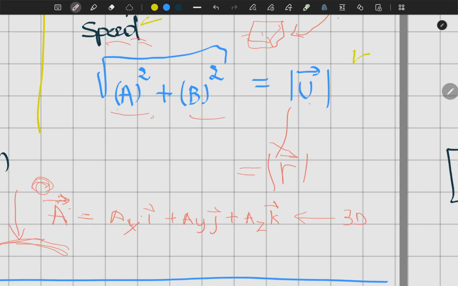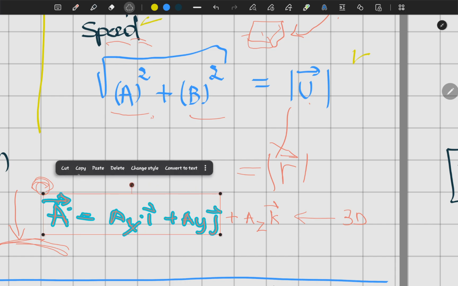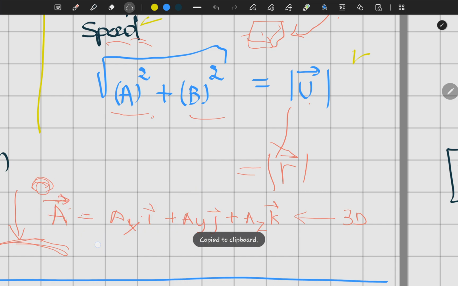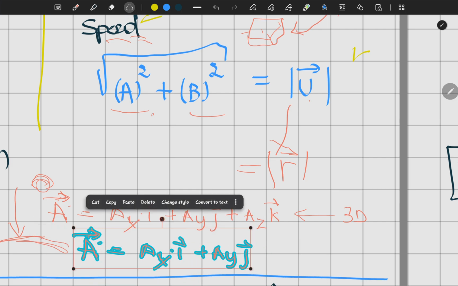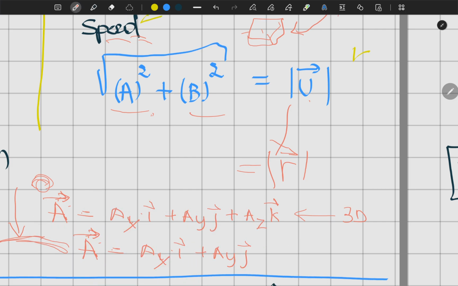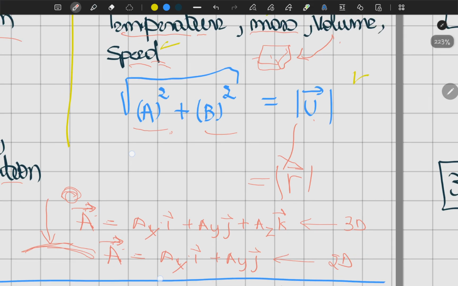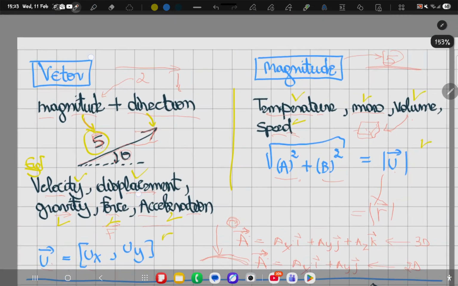And if it was 2D, you would just stick to those two. This is how you can represent a 2D point. So this is 2D. All right, let's go to the next topic.